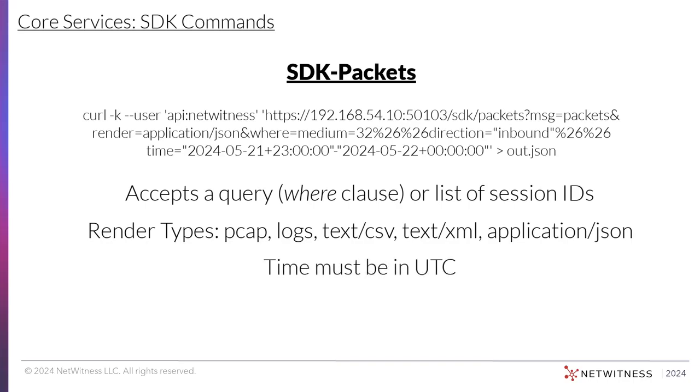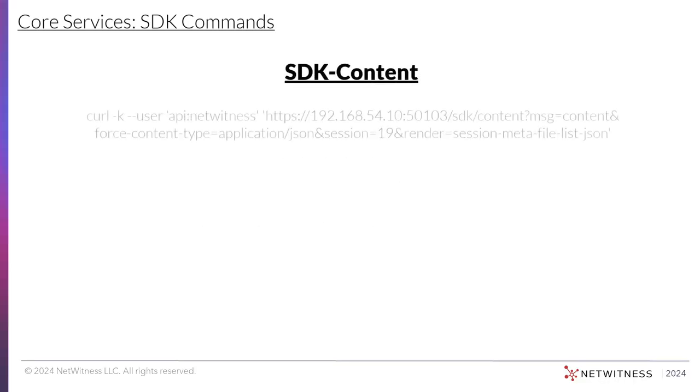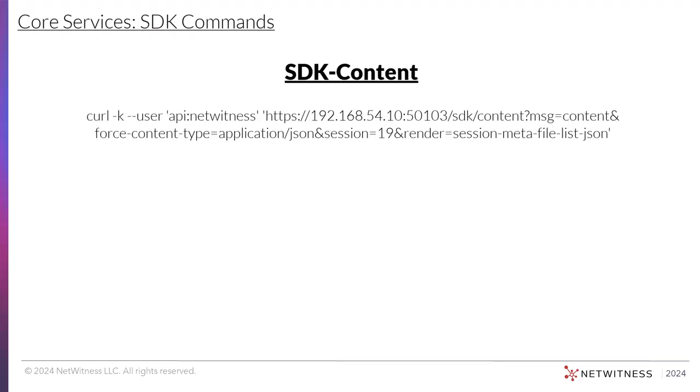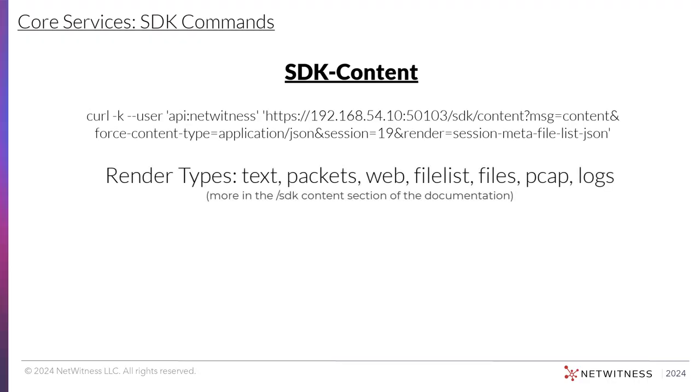An important point to be aware of, though, is that when you use the time parameter, you should be providing that time in UTC. Next, we have the SDK content call, which is similar to SDK packets, but can render additional content types. When you browse NetWitness as an analyst, the UI shows you files, file hashes, text, and more. The reason that this call is useful is because many of those content types are not registered in metadata.